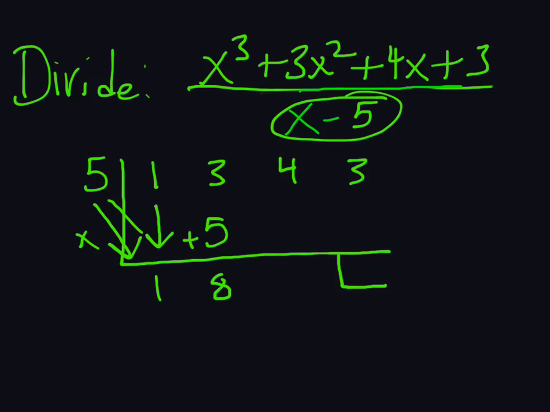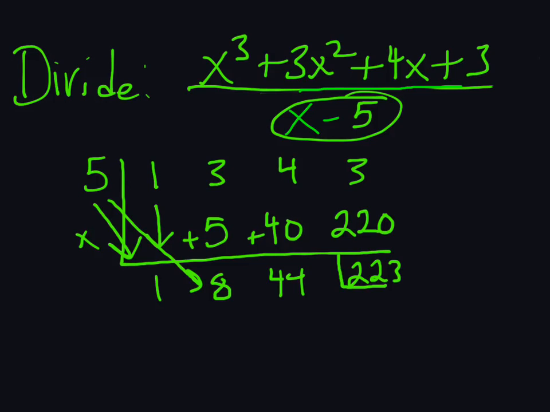Then we're going to multiply again. 5 times 8 is 40, so the 40 is going to go here. Then we're going to add again. 4 plus 40 is 44. Then we're going to multiply one more time, and we'll try the arrows, it's getting a little messy. 5 times 44 is 220. And then 3 plus 220 is 223. So there we go.